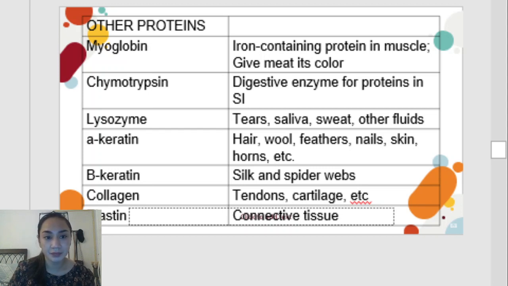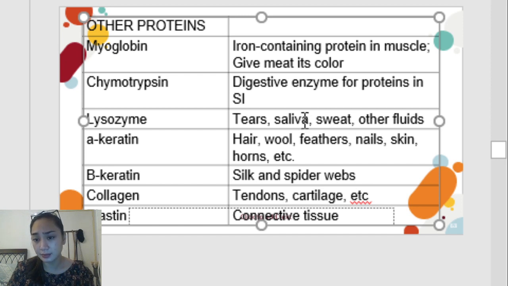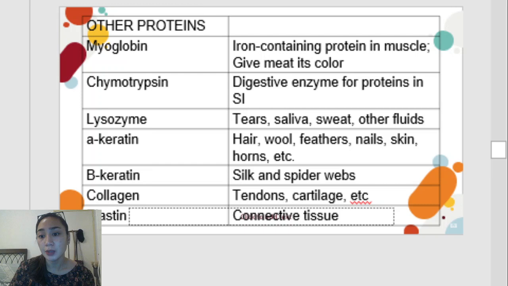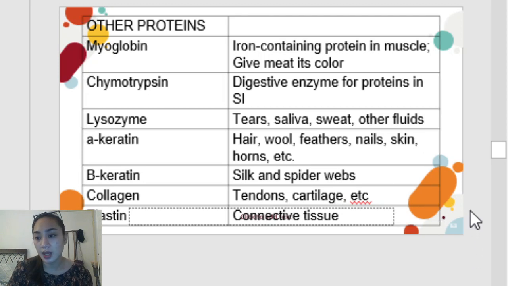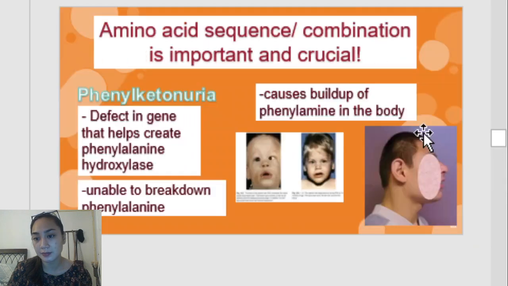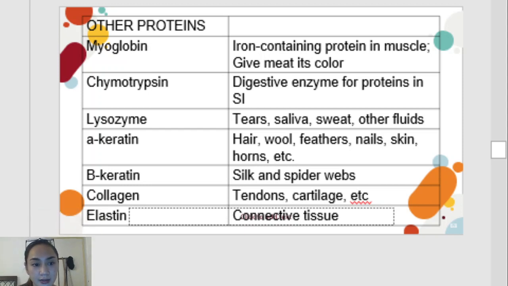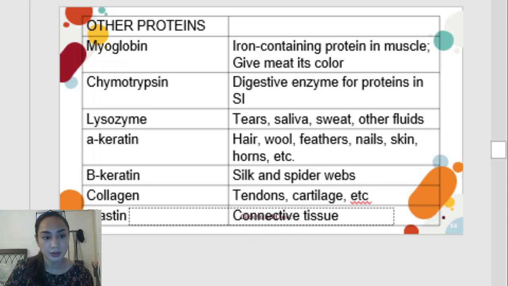We have lysozyme. So, ito is the protein that you will see sa tears nyo, saliva, sweat, and other fluids. We have alpha-keratin. So, if you're familiar, sa hair, sa wool, feathers, nails, skin, horns, etc. We also have beta-keratin, which is makikita nyo sa silk and spider webs. So, mas thin siya. Collagen is important protein that you will find in tendons and cartilage. And we have elastin, which is a connective tissue. Okay, let's go back.